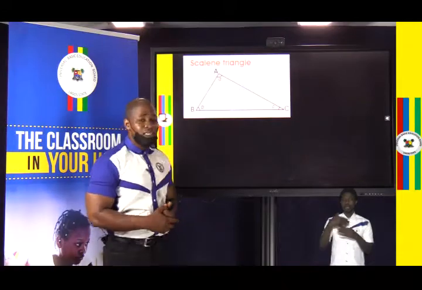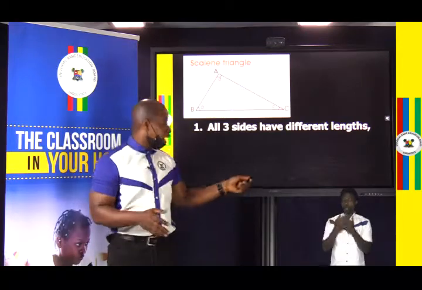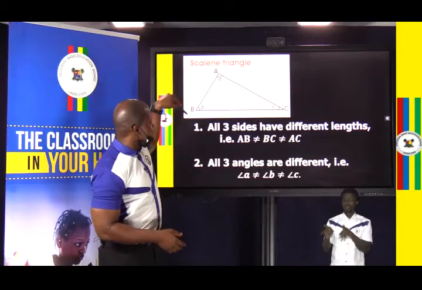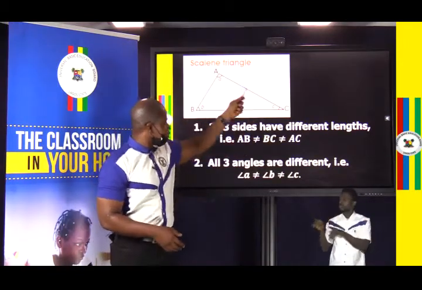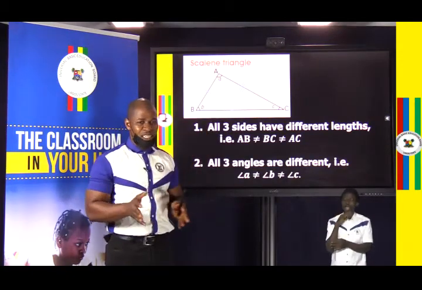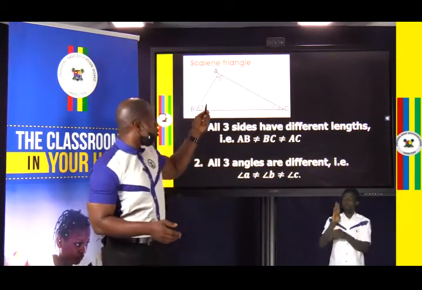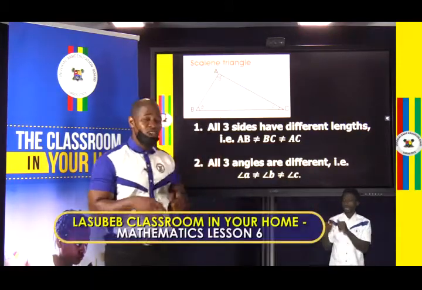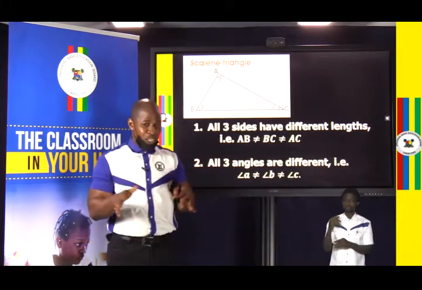The next one is the scalene triangle. The scalene triangle has all the 3 sides to be of different length, and all the 3 angles will also be of different sizes, and that means that AB is not the same as BC, AB is not the same as AC, BC is not equal to AC, and like that. So they are not equal, they are not in any way the same. By virtue of the fact that all the three sides are unequal, all the three angles will also be unequal.